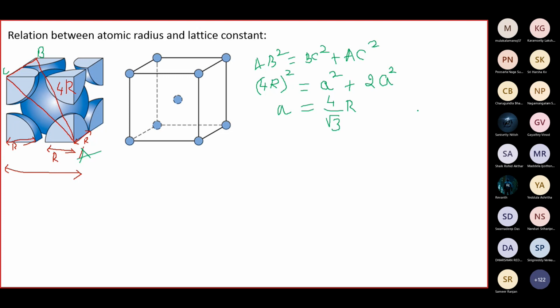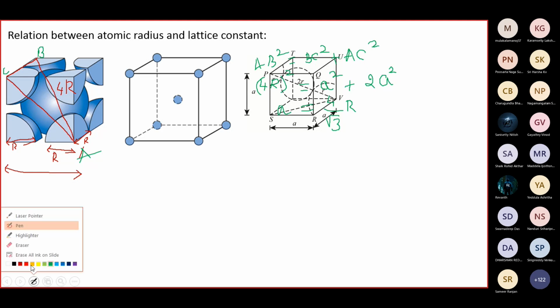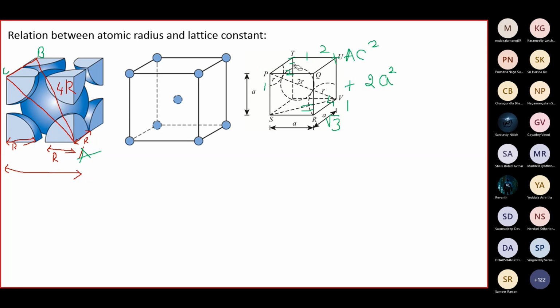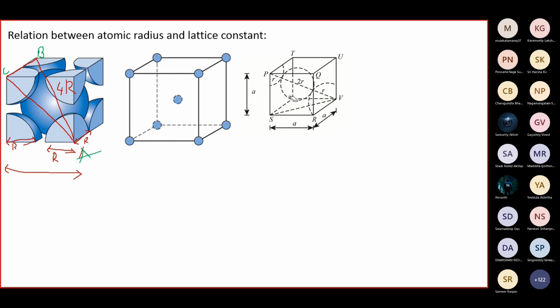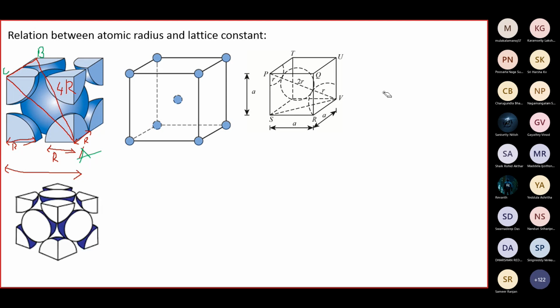Now for FCC. We have a good diagram over there. Let me check. So here is the diagram, very clear. If you want, you can note down this. Let's check for FCC also. For FCC, it is simple. You don't have to draw the body diagonal. We'll have to only draw a face diagonal and check.